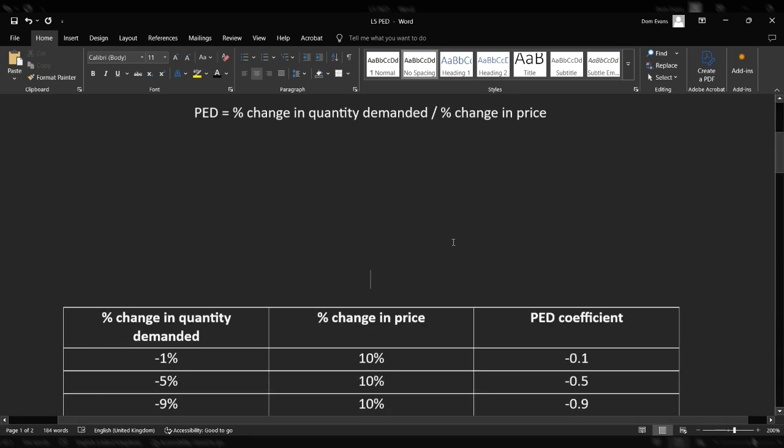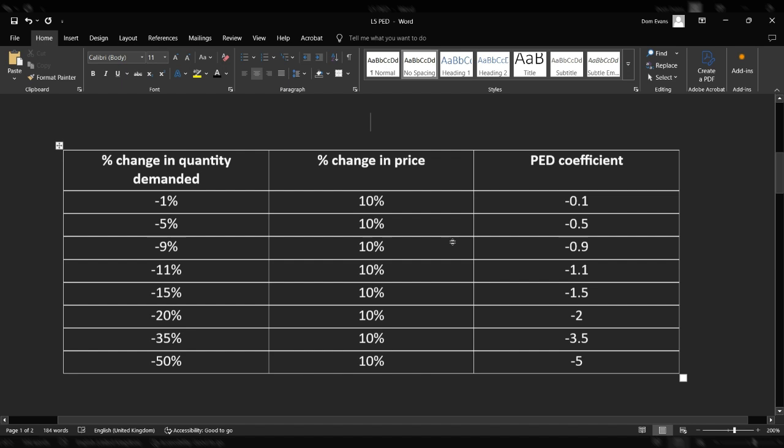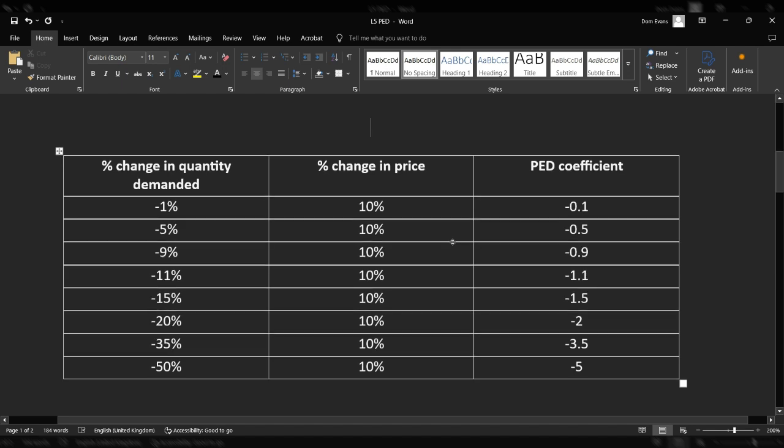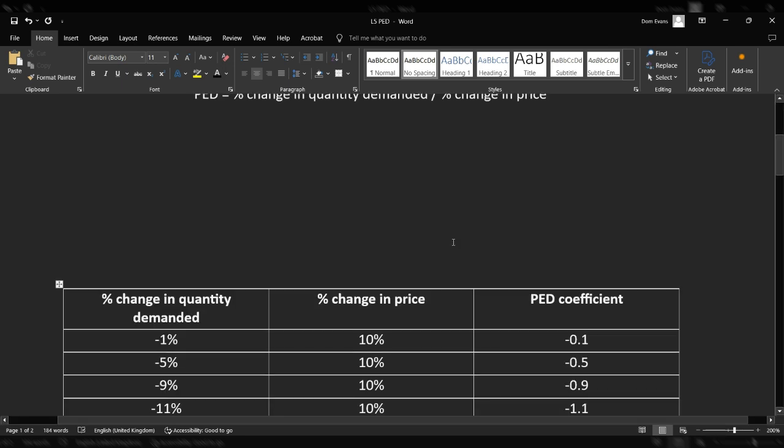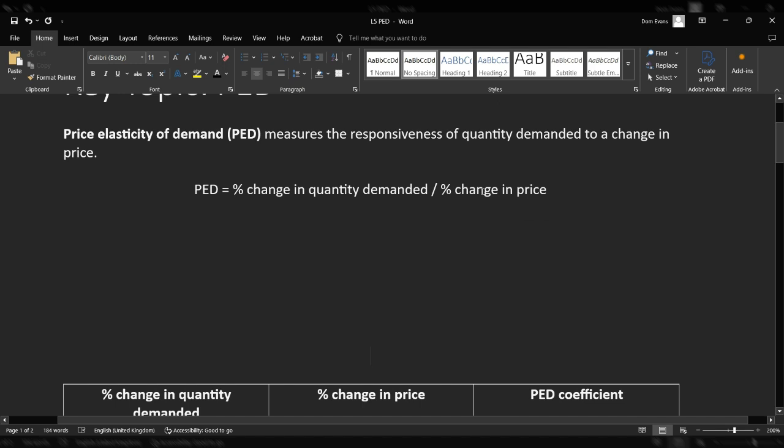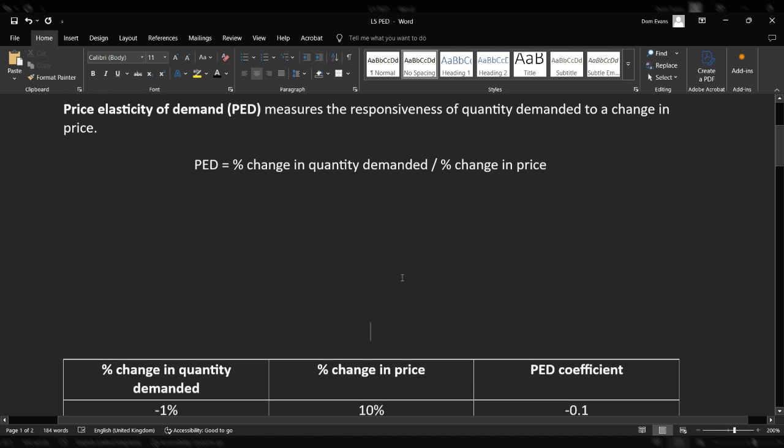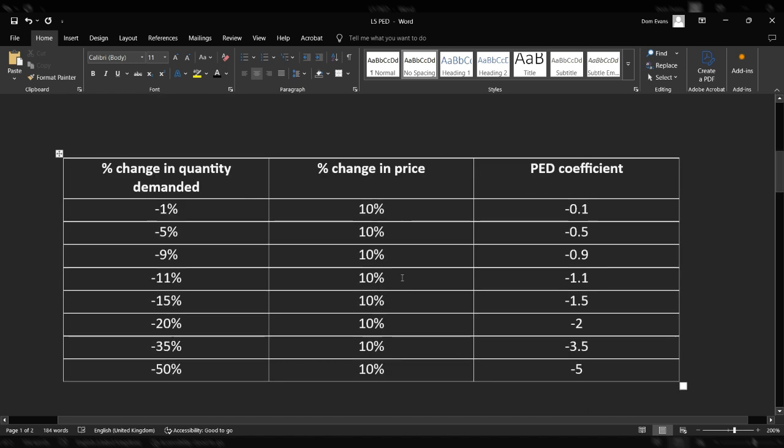Okay, I'm going to show you a little table. Just have a look at that, maybe pause the video, see if you can see what's going on. Okay, so when I'm teaching PED, I love to use a 10% change in price, right? Because you're then dividing by 10%, which is easy. We're just moving a decimal point effectively.